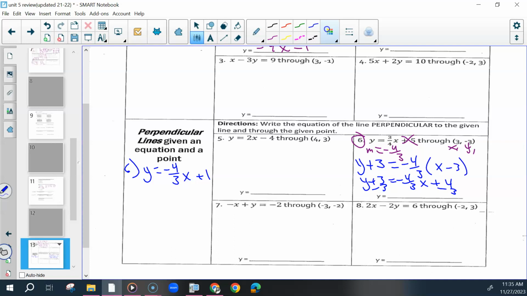Are there questions on this page? Or questions on the last page? They're very similar to what we just did. We don't have any other questions. That is the rest of your review.